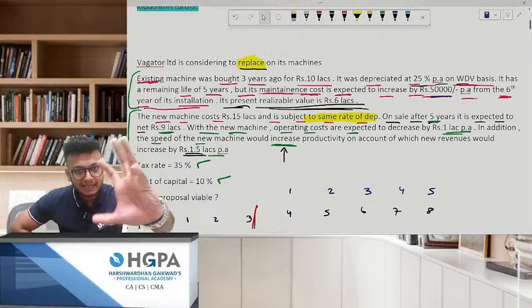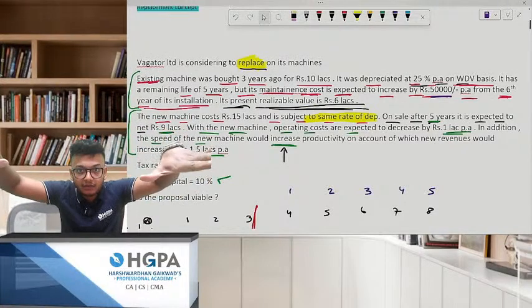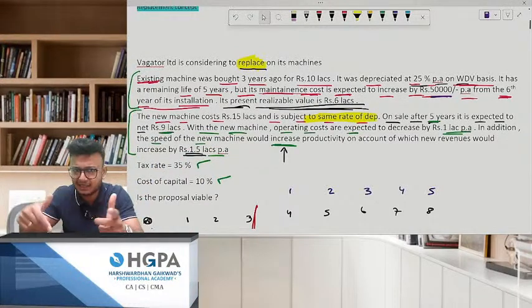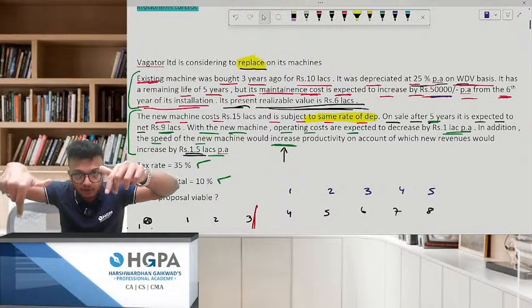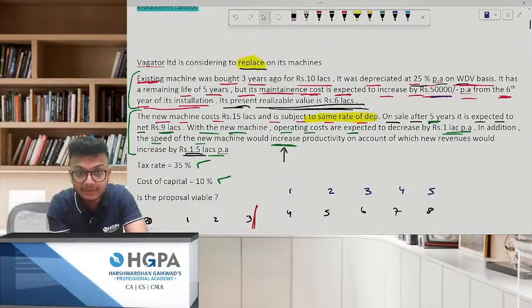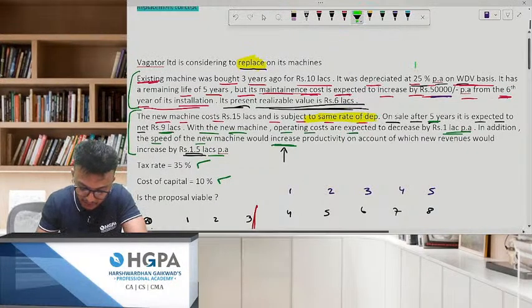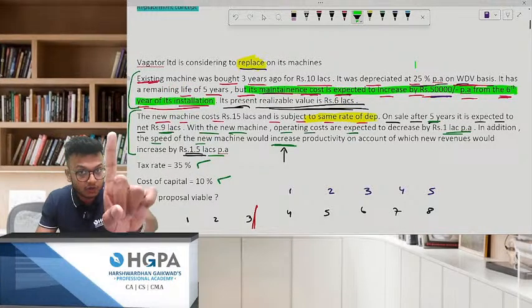Now, in a CFAT, the table structure is very simple, boss. Revenue, earnings, minus cost, minus depreciation, and tax, and add back depreciation. But the two things are very important. The earning part, which you have already written, and now you have to complete the expense part. In this, there are a lot of expenses. I'll read them one by one; pay attention. Its maintenance cost is expected to increase by 50,000 from the 6th year of its installation. So there is one cost over there.